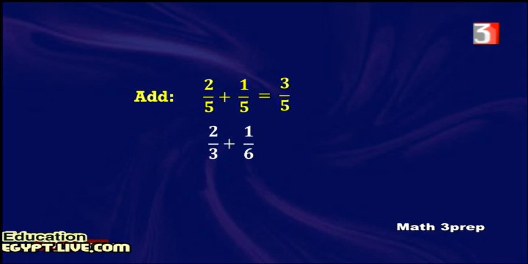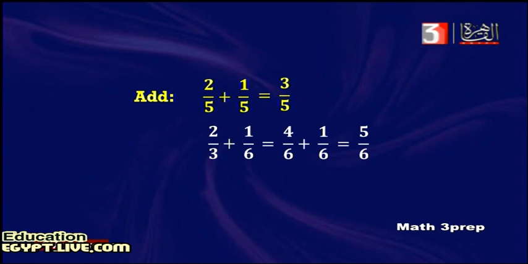How? By multiplying the first fraction 2 over 3 by 2. So 2 over 3 multiplied by 2, numerator and denominator, will give 4 over 6 plus 1 over 6. Now you have 2 fractions having the same denominator, so you can add them very easily. So 4 plus 1 gives 5 over 6. Then you are going to notice that if the denominators are different, you must make them have the same denominator, then add.